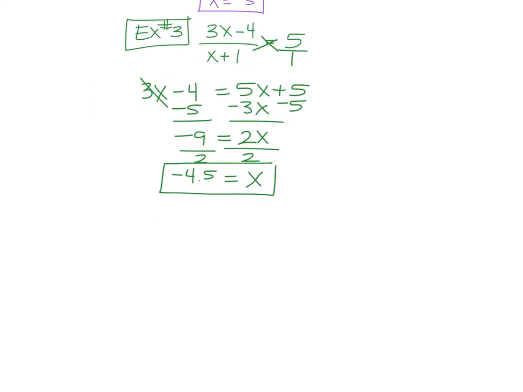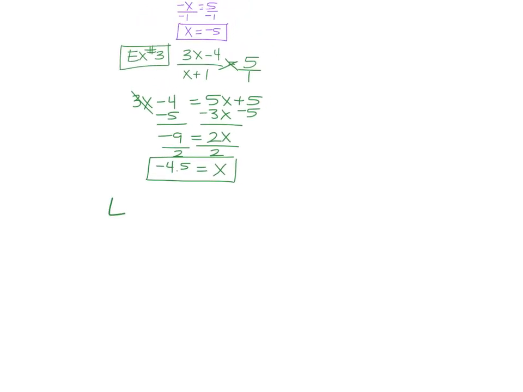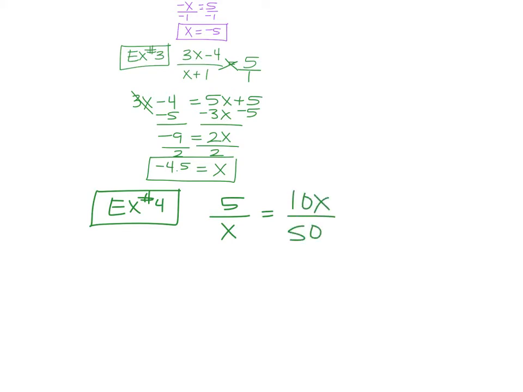All right, one more of these, and this one's slightly different. You got to pay attention to one little detail here. Let's say you have 5 over x equals 10x over 50. When you cross multiply this, what do you get? 10x squared. X times x is x squared, not 2x. 10x squared equals 5 times 50 is 250. So we're going to divide by 10, and you get x squared equals 25.